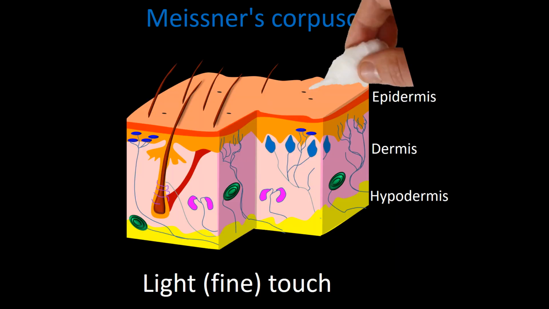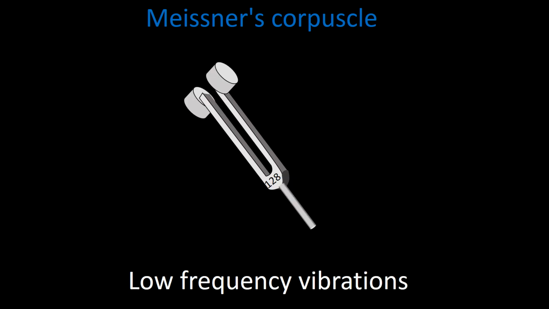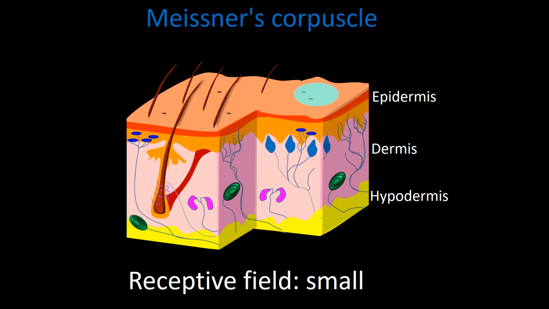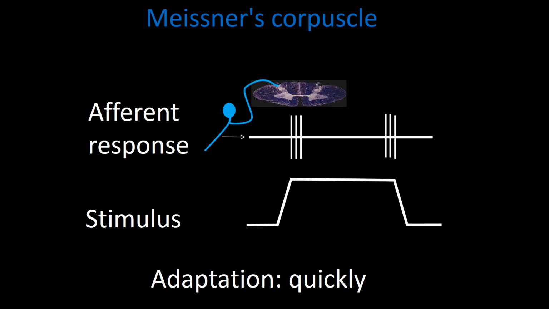They are activated by light touch, by changes in position, and by low frequency vibrations. They have small receptive fields. They are supplied by thick myelinated fibers of the same type as the receptors previously mentioned, A beta. Meissner corpuscles are quickly adaptable.